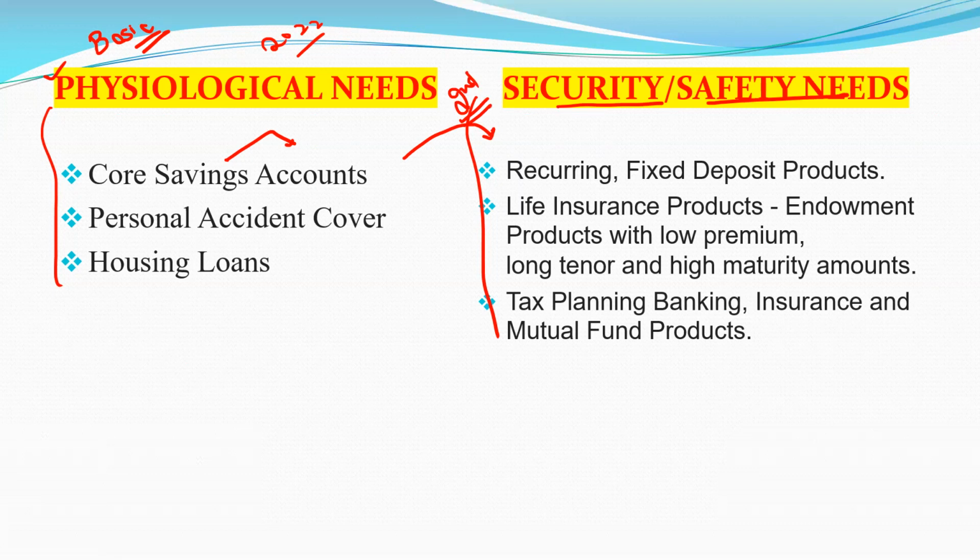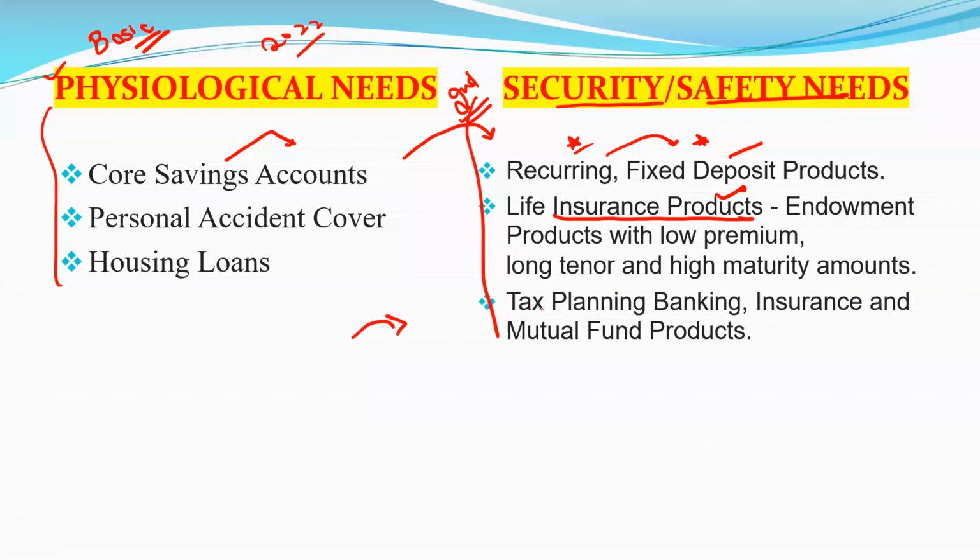Basically we are getting certain fixed income. Our next motive is that we can save our money, either in the form of recurring deposits or in fixed deposit products. So basically we have to invest our money, or we have to purchase life insurance products, where we are also getting specific income.